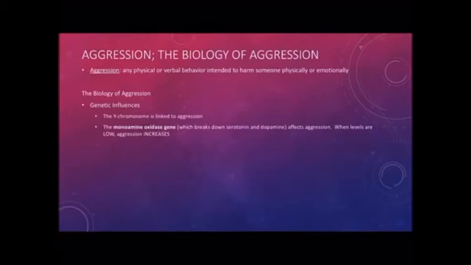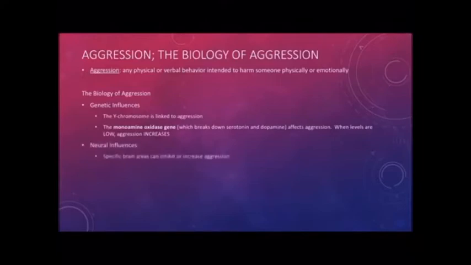But also, and this is probably more important, the monoamine oxidase gene. That breaks down serotonin and dopamine, and that affects aggression. When levels are low, aggression increases. Because if levels are low, we're not breaking down the serotonin and dopamine, so we're not getting those pleasurable calming effects. Instead, we're responding with aggression.